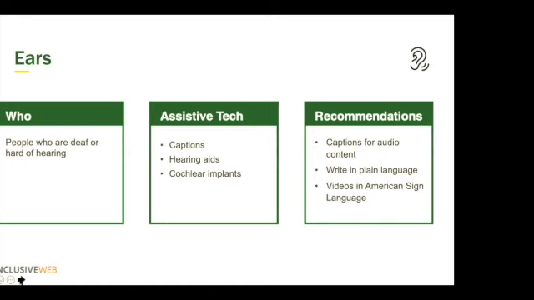But our recommendations for designing for folks who are deaf or hard of hearing: captions for audio or video content, right? Writing in plain language, because for some folks who are deaf, American Sign Language is their first language, and the grammar is completely different from actual English. Videos in American Sign Language as well. And then just all around, if there are audio cues, they need to have some kind of visual cue as well.